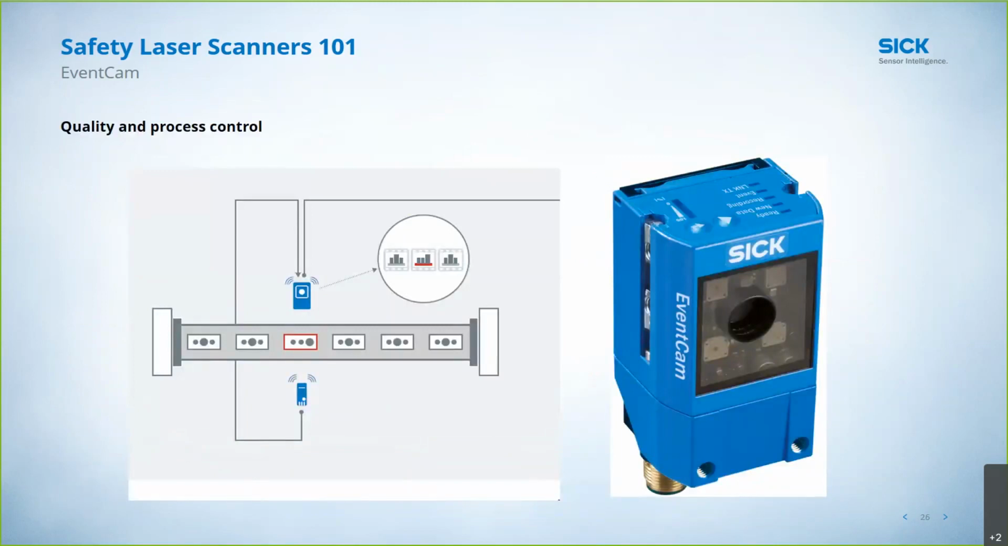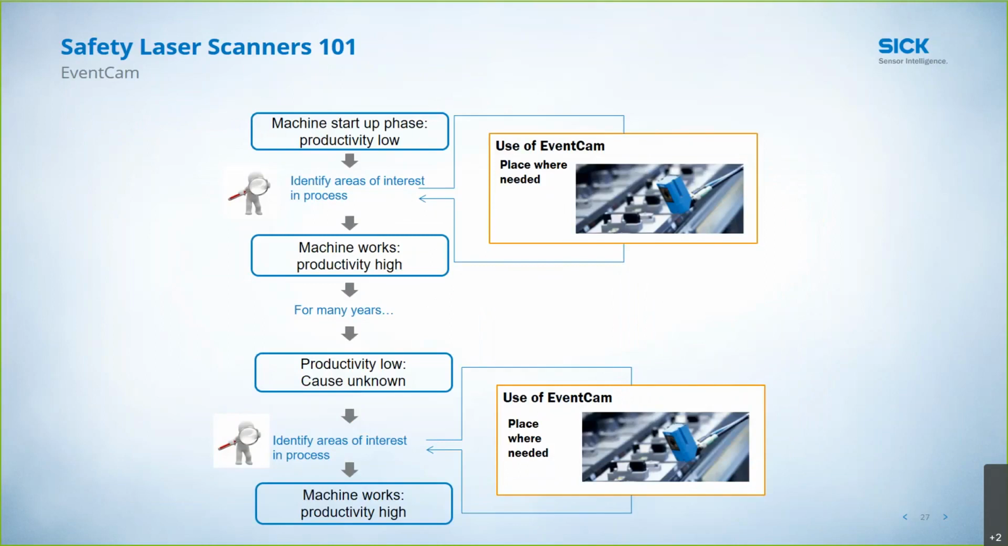And so here's one. I want to give two examples of the event cam being used. First one being for quality and process control. We're looking at a situation where, again, this is the machine startup phase. It's a brand new machine. The productivity is pretty low at the moment. We're not very high with the efficiency and throughput we're seeing out of this machine. So we can set up the event cam, place it where it's needed, and then identify the areas of interest in the process. Once we've identified those areas, and we know what's going on because the event cam captured that, we can address that.